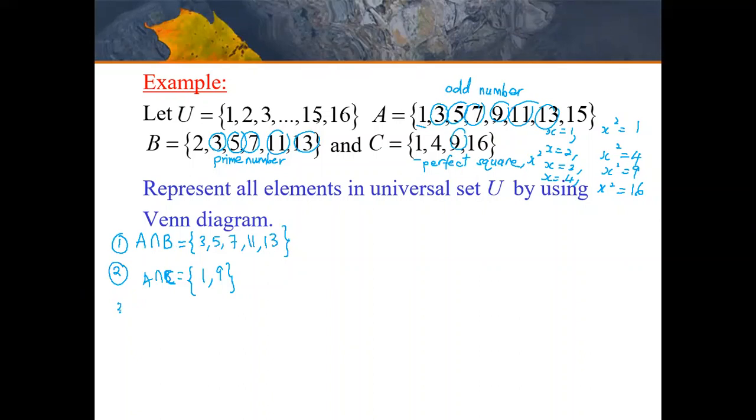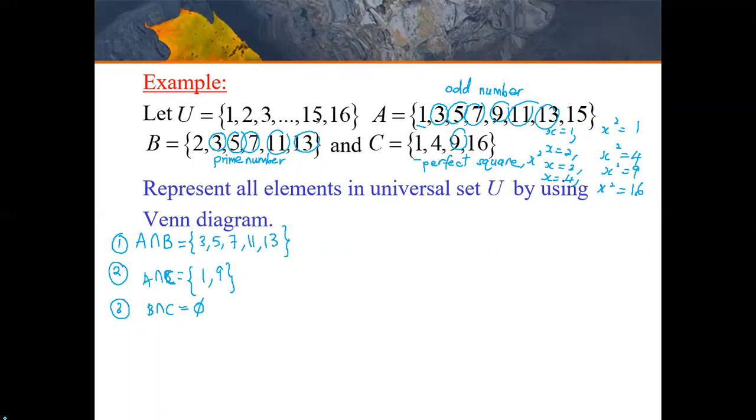So the third one apa? Ada tak B dengan C? Tak ada. B dengan C? Empty set lah. Ingat eh, empty set means the set has no elements. Empty set ataupun null set.